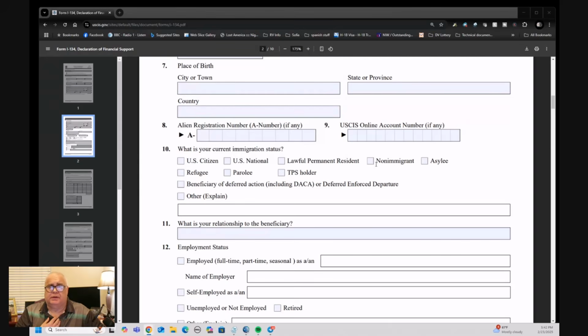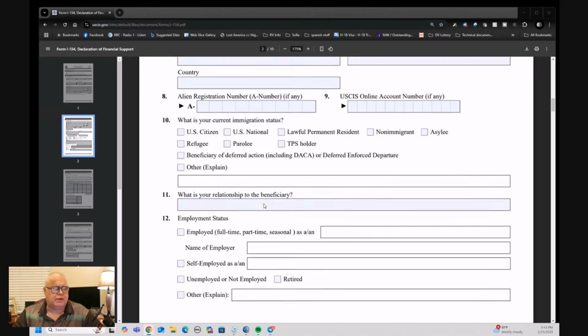So in my opinion, and you're free to disagree with this, I would only have an I-134 filled out by a financial sponsor who is a US citizen or a lawful permanent resident. There are some others, asylee, refugees, etc. But until you've got LPR status or US citizen status, I wouldn't advise filling in this form.